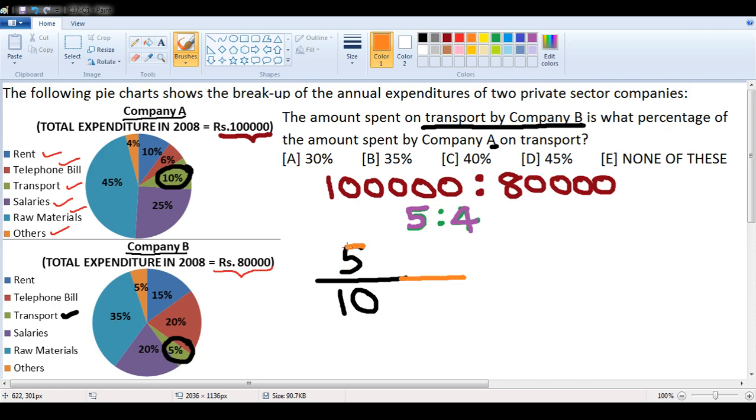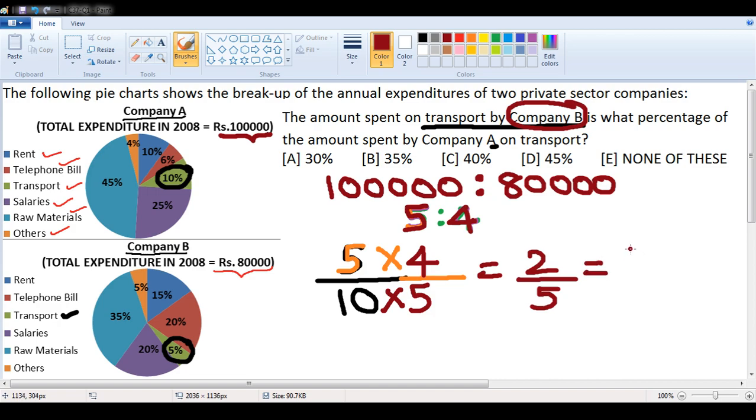Whenever I talk about company A, I will always multiply by this number 5. Whenever I talk about company B, I will always multiply by 4. Okay, I did the reverse actually, because the first value given is nothing but company B, right? That means for company B I should multiply the numerator by 4. Company A is the denominator, multiply by 5. So it is nothing but 20 by 50. 20 by 50 is 2 by 5.